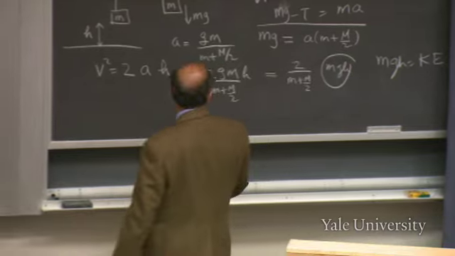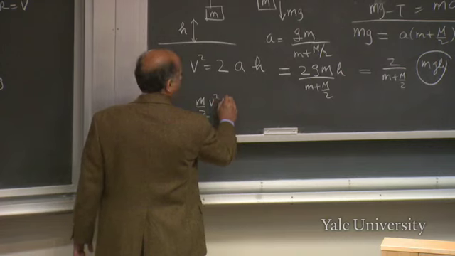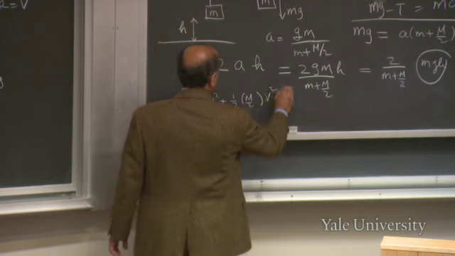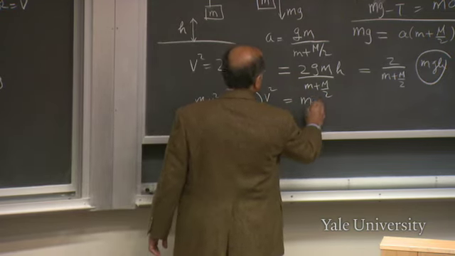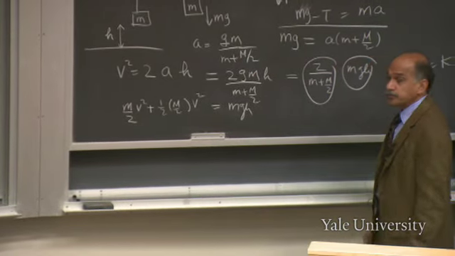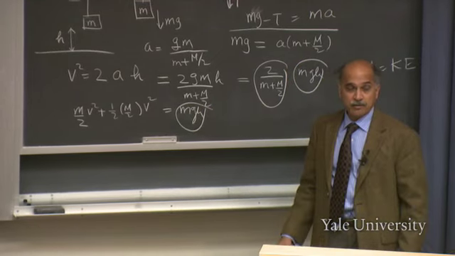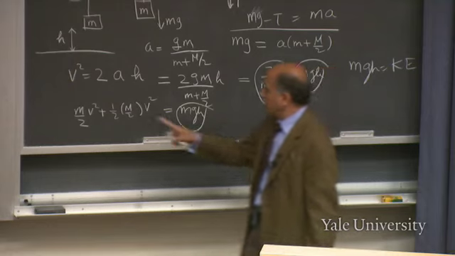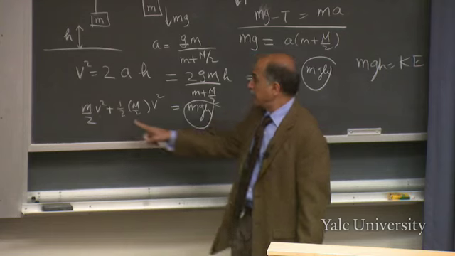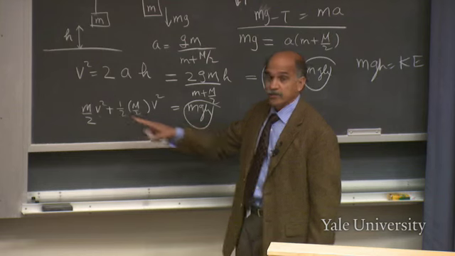If I do that, I get m over 2 v squared plus 1/2 m over 2 v squared equals mgh. All I've done, guys, is to transfer this fellow to the other side. Well, mgh is wonderful. That's my initial potential energy. There was no kinetic energy. Nobody was moving. This is clearly the kinetic energy of the mass. And the last thing is this is the kinetic energy of the pulley.